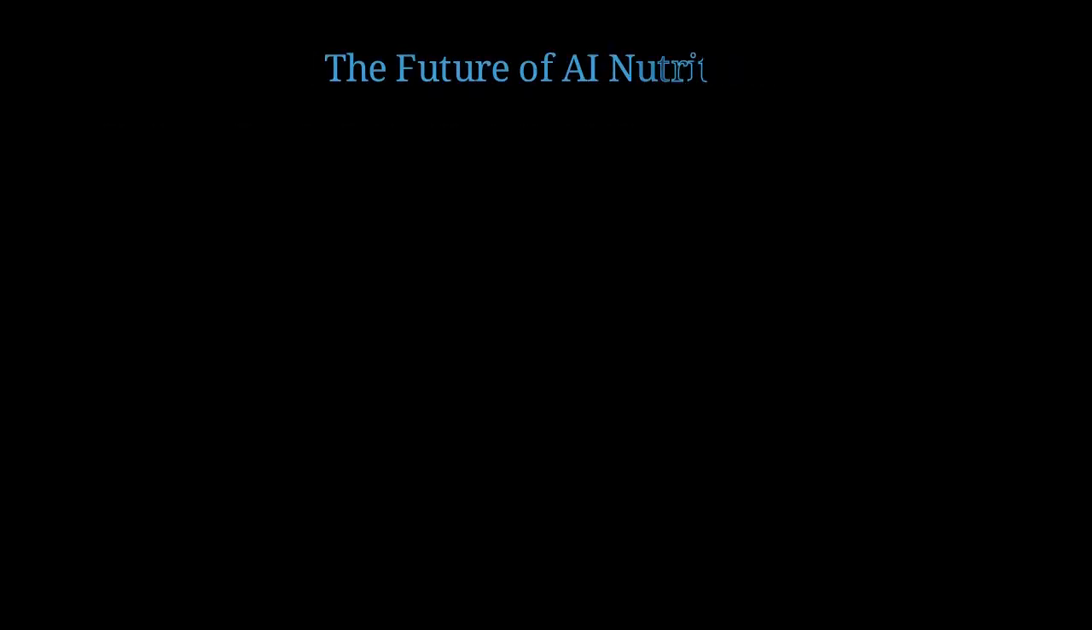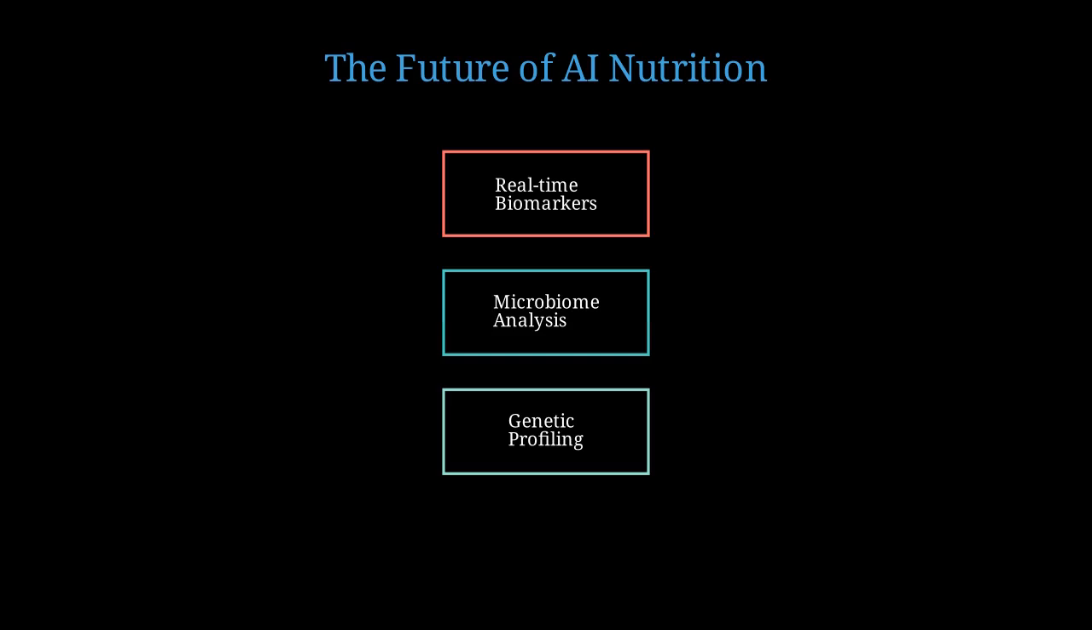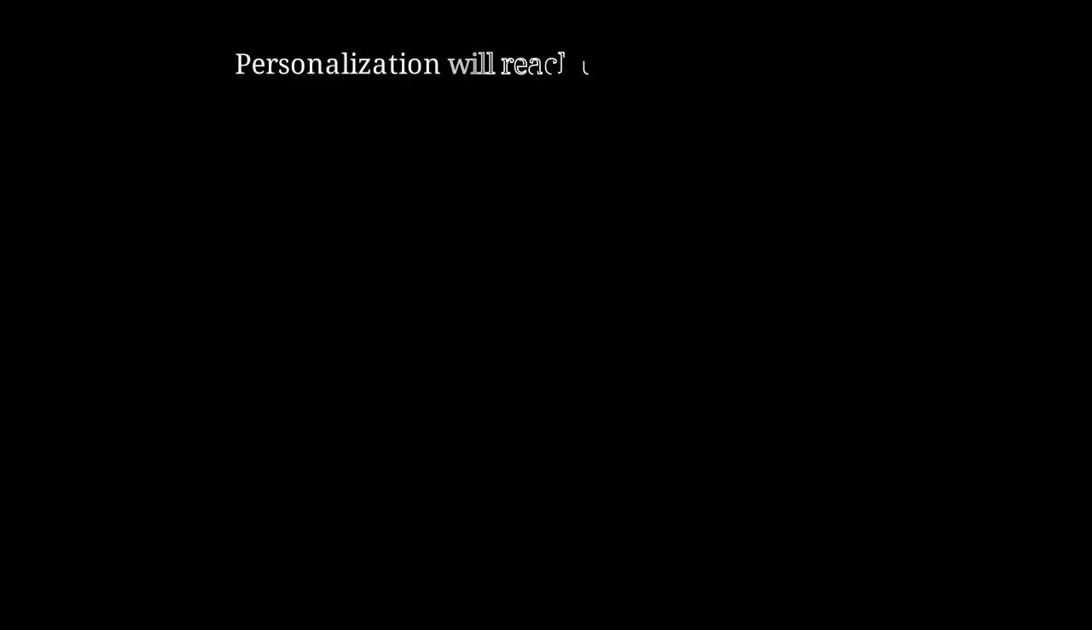Looking to the future, AI nutritional optimization will become even more sophisticated. Future systems will integrate real-time biomarkers from continuous glucose monitors and other sensors. They'll analyze your gut microbiome to determine which foods you digest most efficiently. They'll use genetic profiling to identify how you metabolize different nutrients. Personalization will reach unprecedented levels.